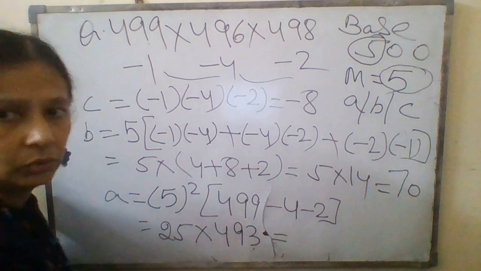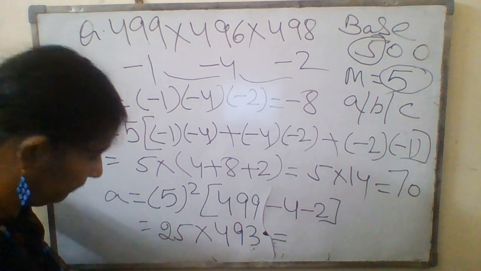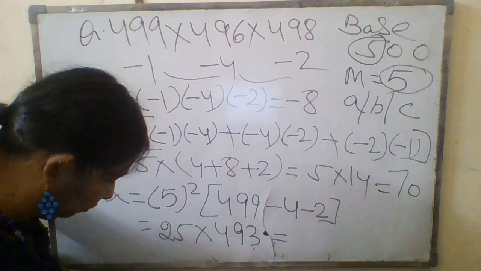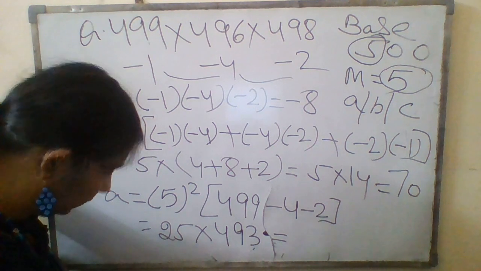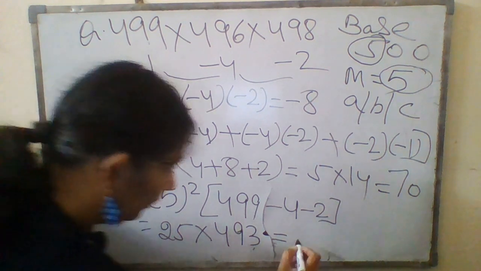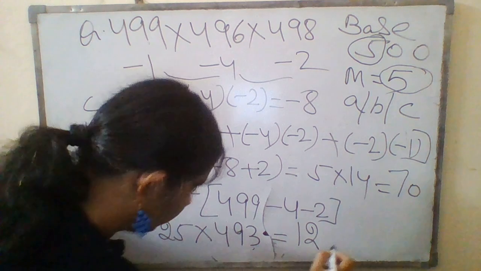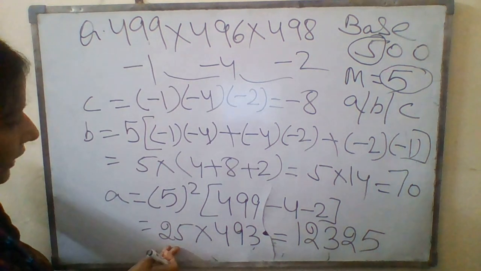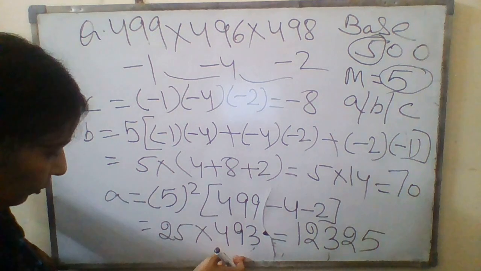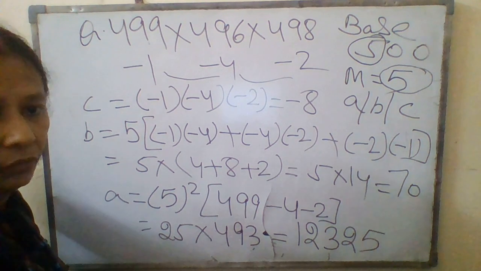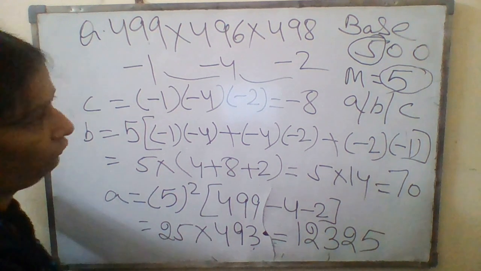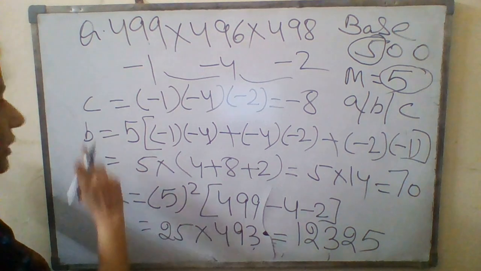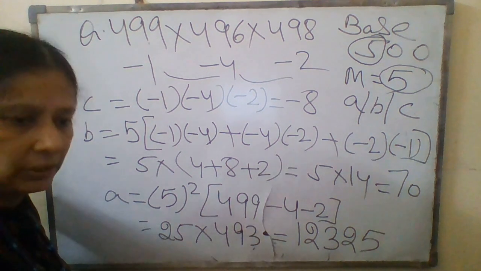So you have to solve it out, and I have already solved this portion for you, and when you solve it, you will get here 12325. See, when you multiply 25 by this 493, you will get this. This is the value of A. Now A, B, C, three values you have got. You have to just put it.